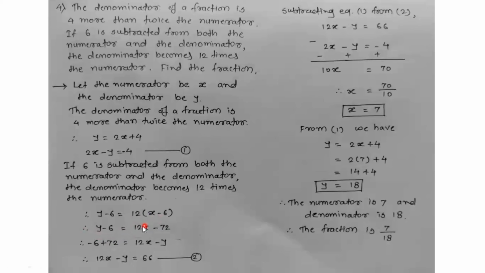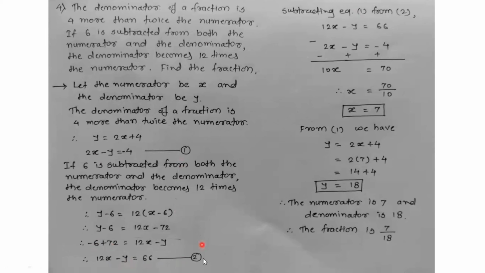If we simplify this one, we will get 12 into x, that's 12x, minus 12 into 6, that's 72. If we simplify this, minus 6 on the left hand side, take minus 72 on the right hand side to get minus 6 plus 72 is equal to 12x plus y. Going to the right hand side, it will be minus y. So 12x minus y is equal to minus 6 plus 72, we will have 66. So this is the second equation.